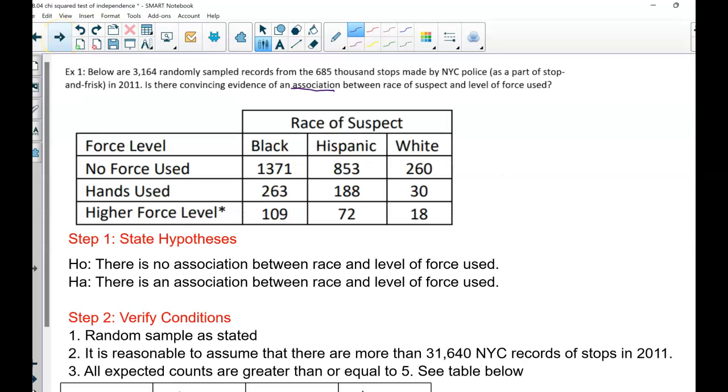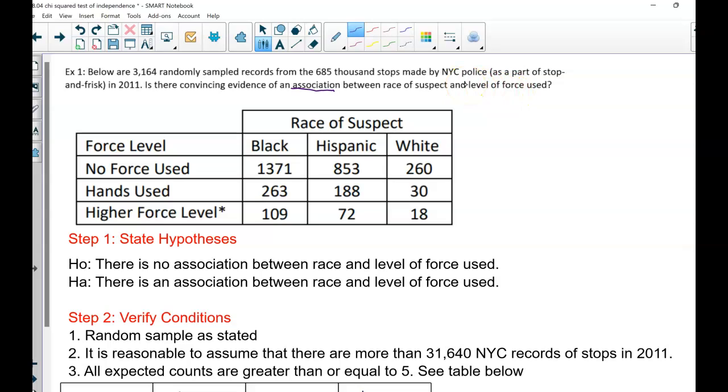So let's go to an example. Below are 3,164 randomly sampled records from the 685,000 stops made by New York City police as part of this stop and frisk policy in 2011. Is there convincing evidence of an association between the race of a suspect and a level of force?